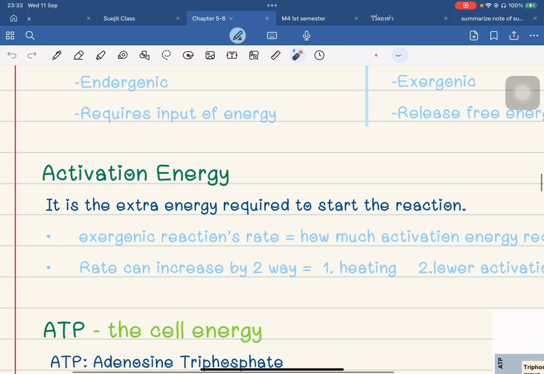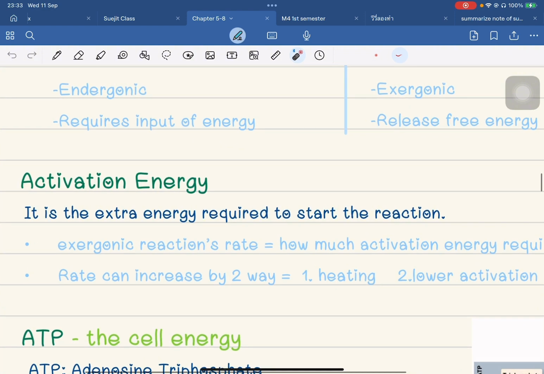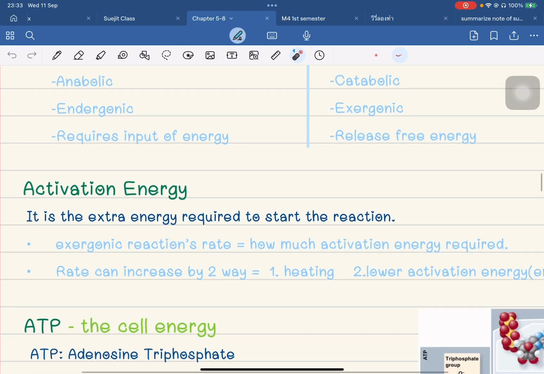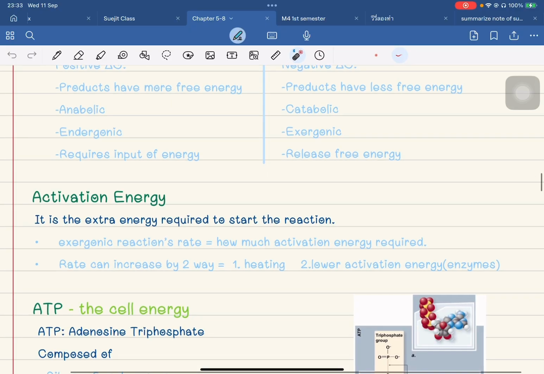So activation energy is the extra energy that is required to start a reaction. The rate of an exergonic reaction depends on how much activation energy is required. The rate can be increased in two ways. One is heating, and the second is lowering the activation energy, which is what an enzyme does.